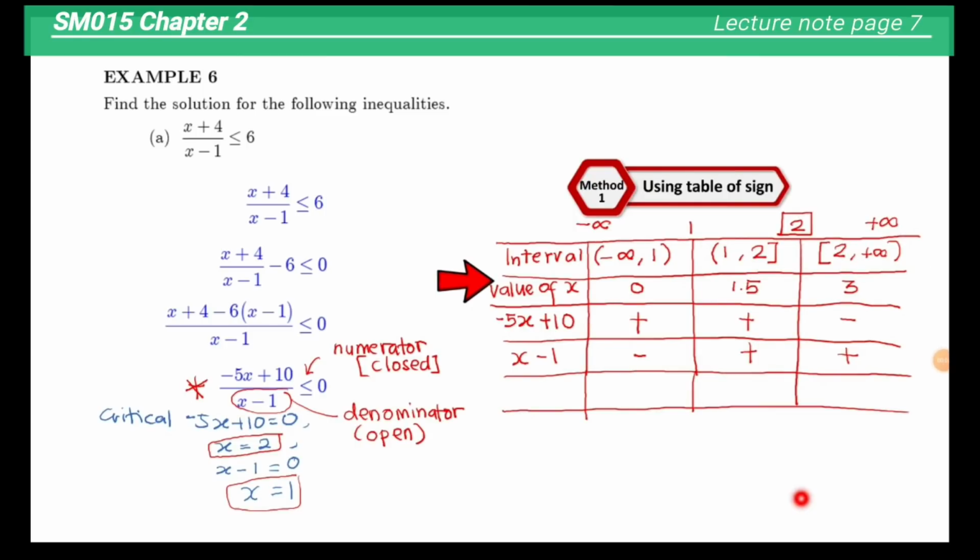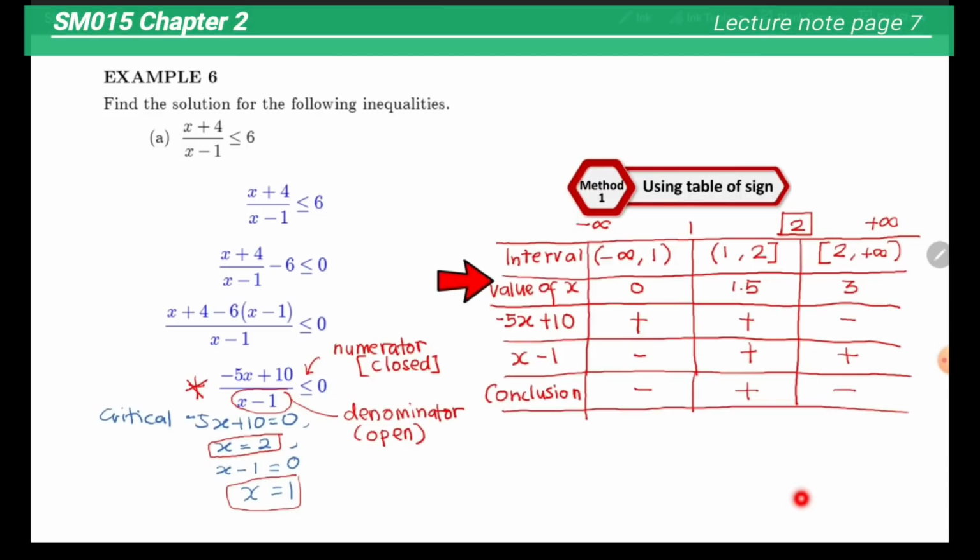Lastly, we need the row of our conclusion to get the answer. So for the conclusion, you just need to refer to our single expression of our fraction here. So we have negative 5x plus 10 over x minus 1. So for our table, it is upper over lower to get the conclusion. Remember that we only need to write the sign for our expression. So here we have positive over negative, you will have negative, and positive over positive, you will have positive, and negative over positive, you will have negative.